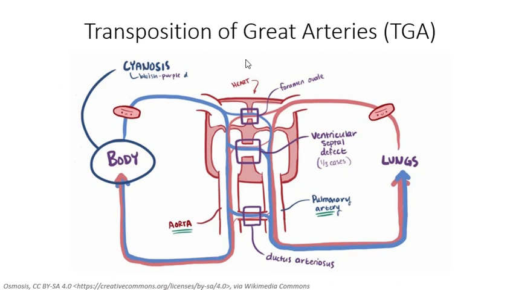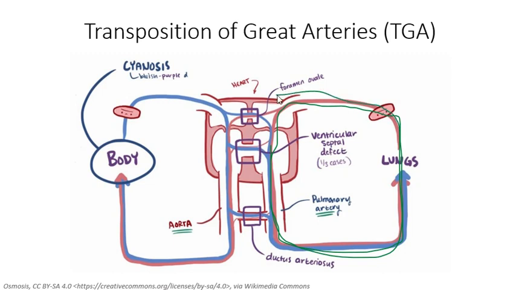Transposition of great arteries is that the pulmonary artery is in the wrong place. The aorta is in the wrong place. The pulmonary artery is coming out of the left ventricle, and the left ventricle, with its high pressure, is pumping to the lungs, and then from the lungs it returns back to the left atrium. Left atrium, left ventricle, pulmonary artery, lungs.